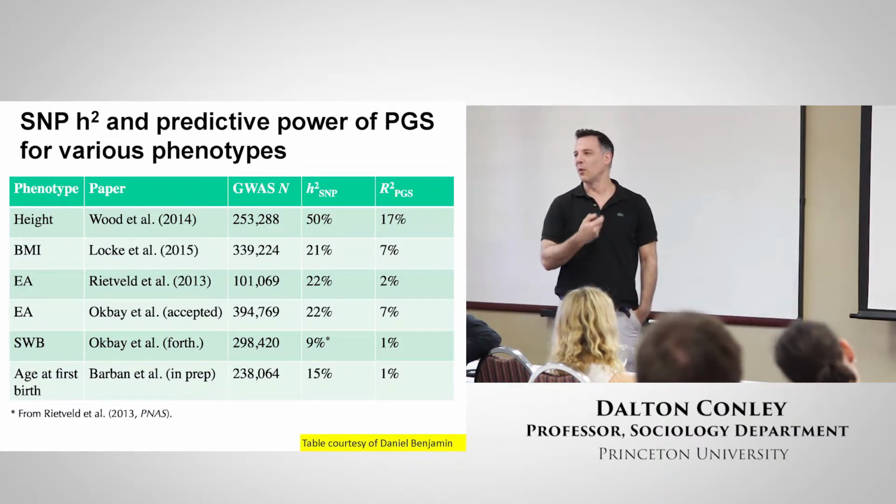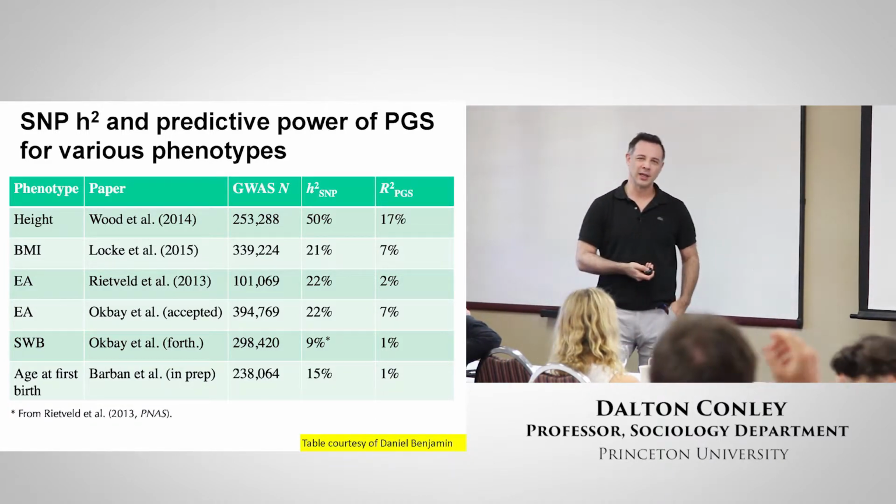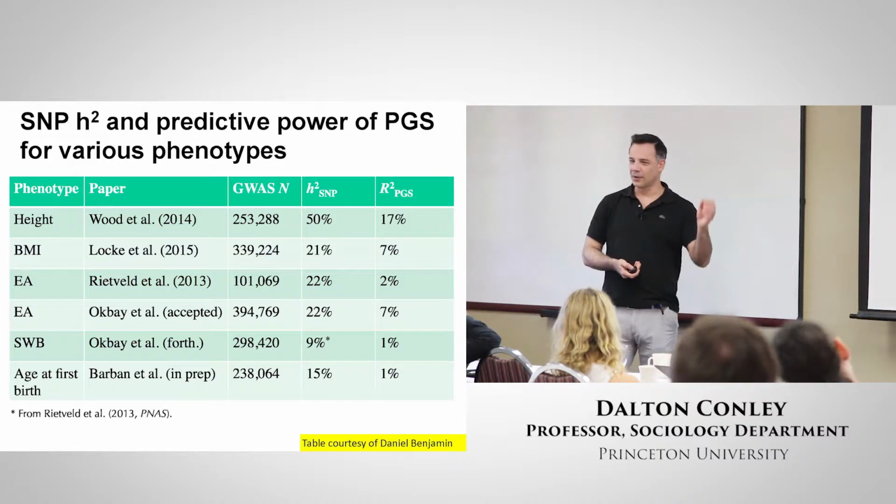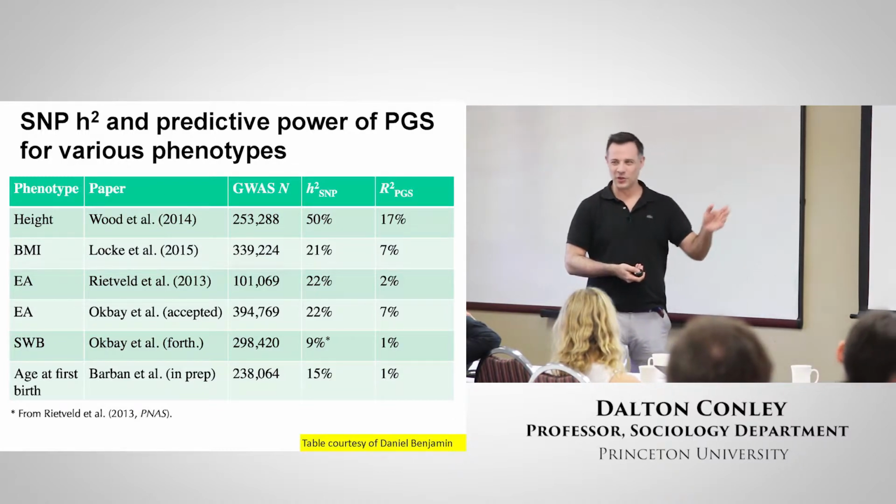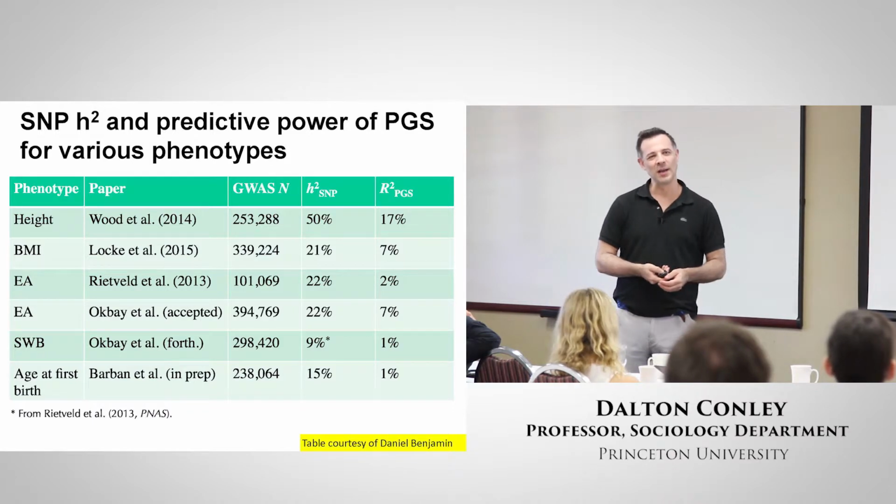But the point is that we have this score. You could prick your kid's heel, like in Gattaca, and predict their height, a bunch of error, educational attainment with a bunch of error.